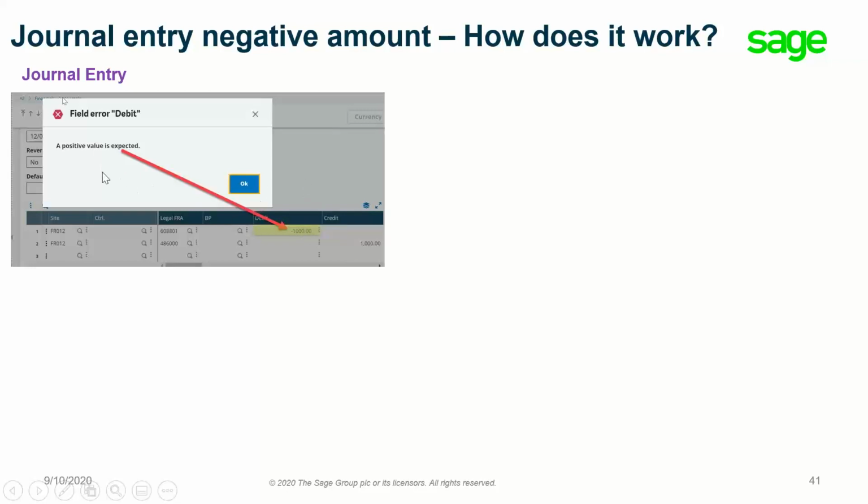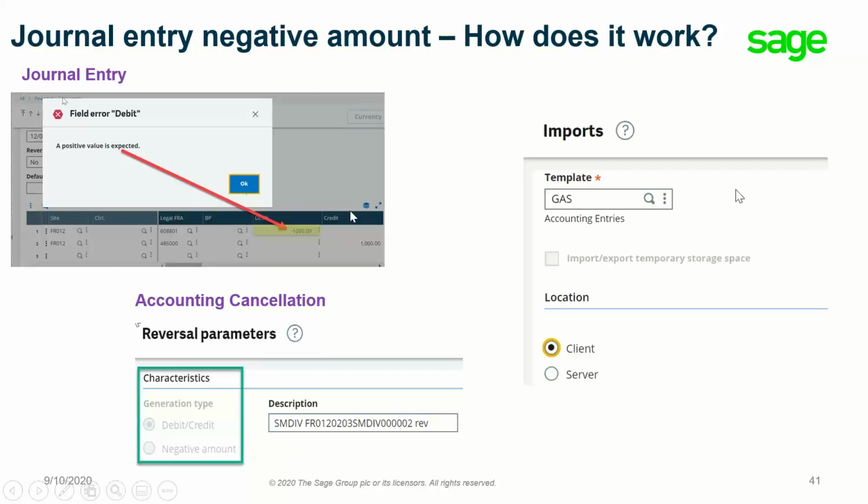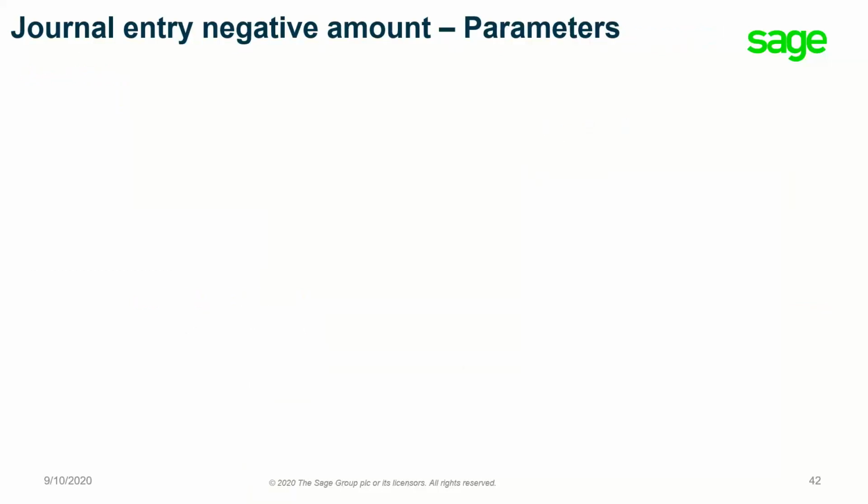If you turn this off, if the user tries to enter a negative amount in a journal entry, they will get rejected. And also when you cancel your journal entry, you have choices now. Either you reverse the debit and credit, or you stay in the same, but you use a negative amount. And also for the import, for the data conversion, you are now able to import negative amounts when you switch from your old system to X3, for example.